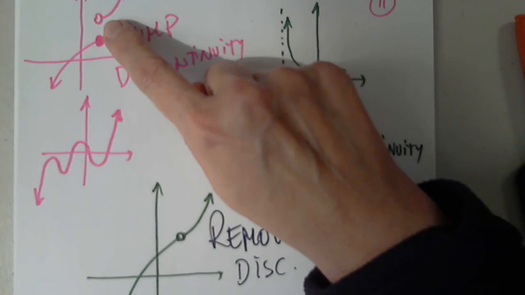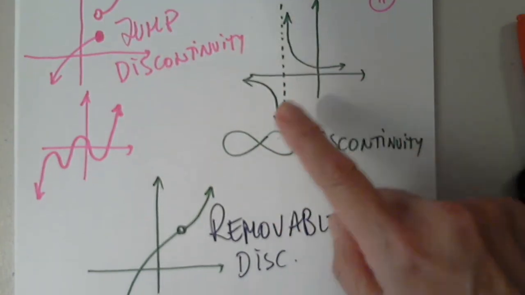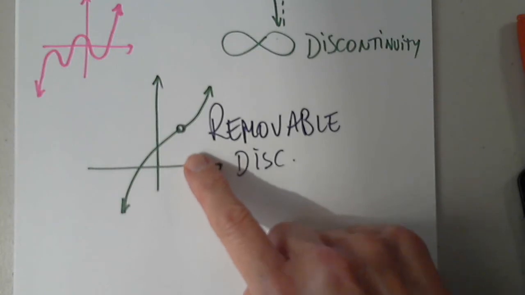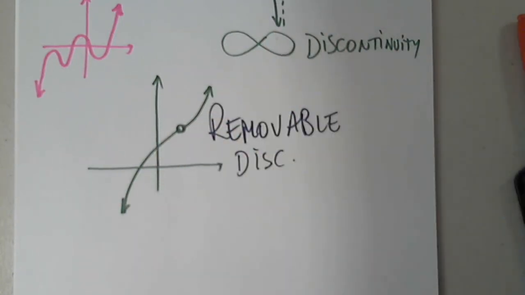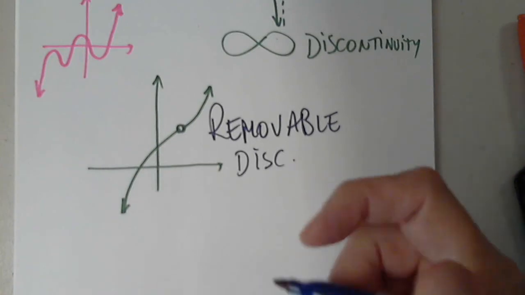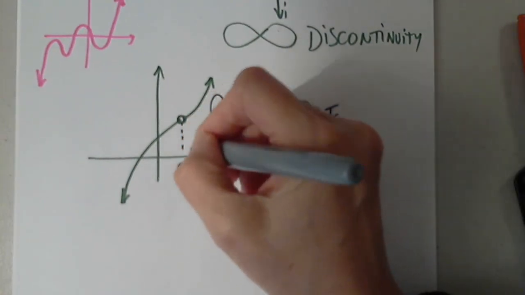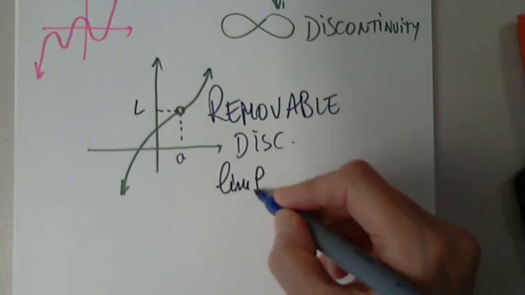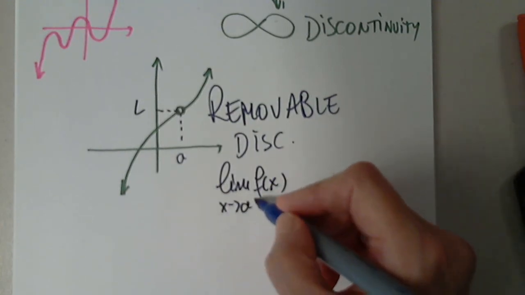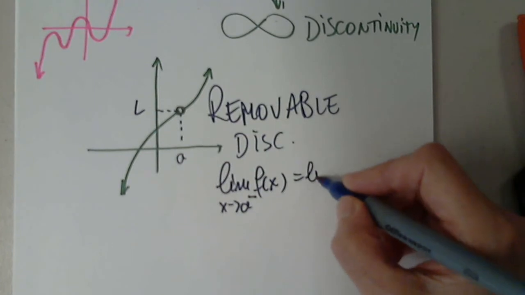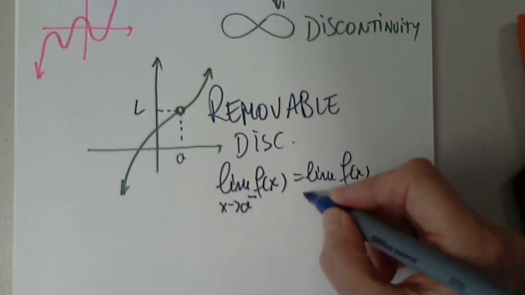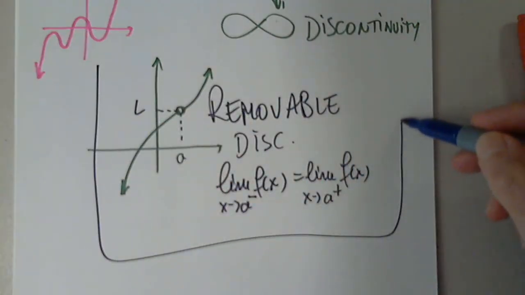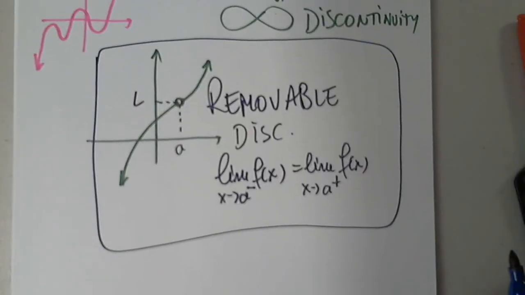Here, it's not finite. Here, it's not finite. But here is a finite number of points that I can change in this function and create a continuous function. Only when the limit of f of x as x approaches a from the left equals the limit of f of x as x approaches a from the right. This is the condition for a removable discontinuity.